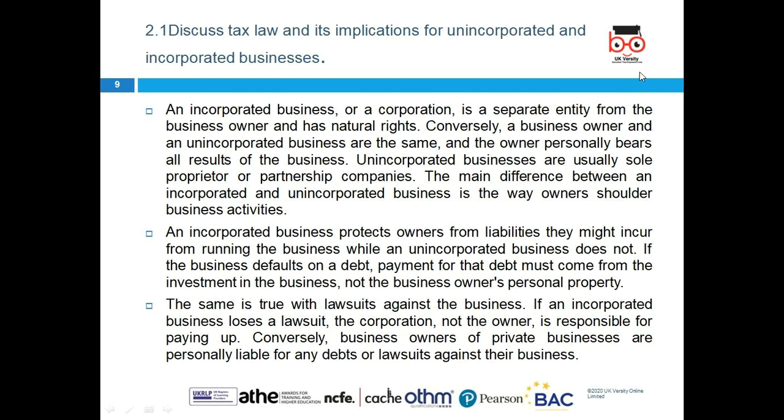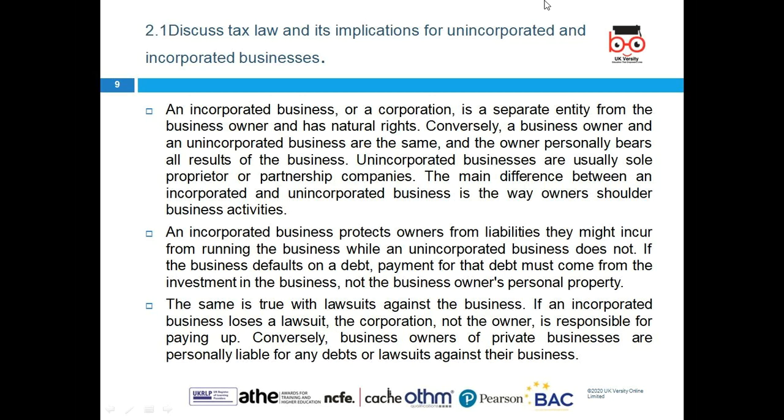2.1 are the assessment criteria. We need to look at tax laws and their implications for unincorporated and incorporated business. An incorporated business or corporation is a separate entity from the business owner and has its own legal rights. A business owner and an unincorporated business are the same, and the owner is personally liable for all the results of the business. Unincorporated businesses are usually sole traders and partnerships, and the incorporated business is protected from the liability the owner might incur from running the business, while the unincorporated business is not.